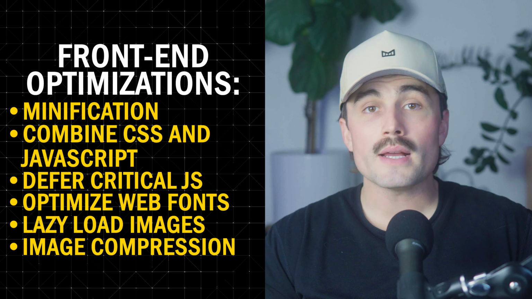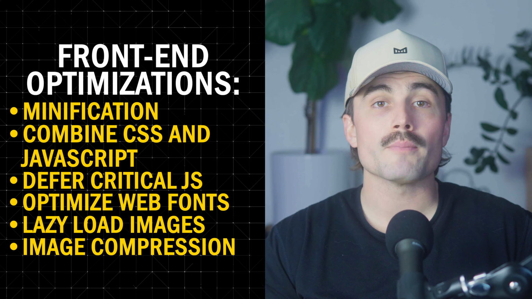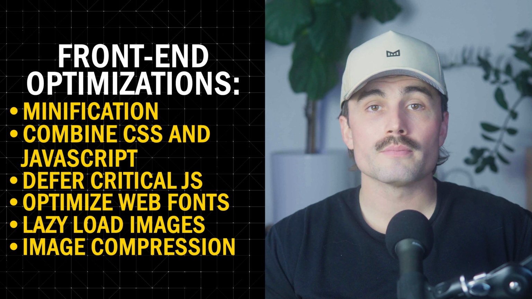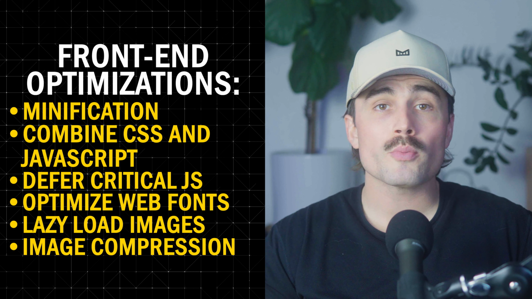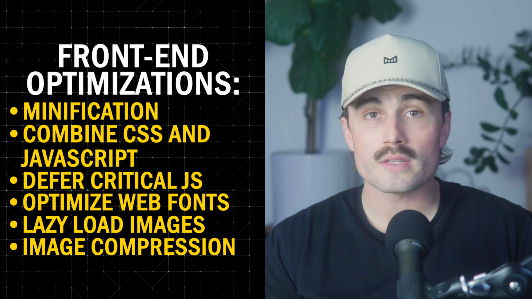Image compression. Compress images before uploading using tools like TinyPNG or Photoshop. SiteGround Optimizer doesn't handle image compression, so do this yourself. Use JPEG for photos and PNG for graphics. Keep image dimensions appropriate for the space they occupy. Huge images scaled down in the browser waste bandwidth.